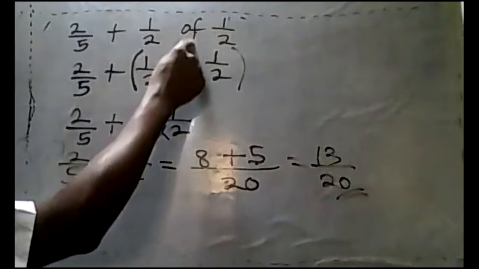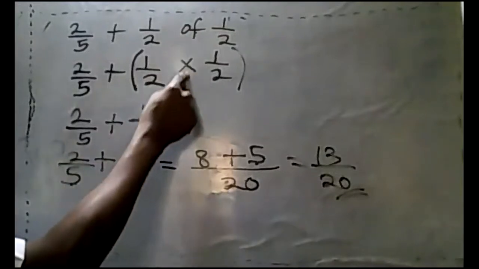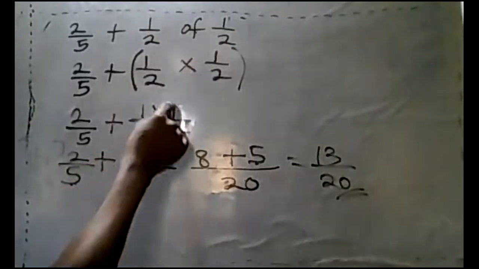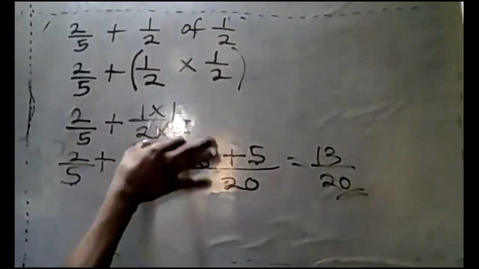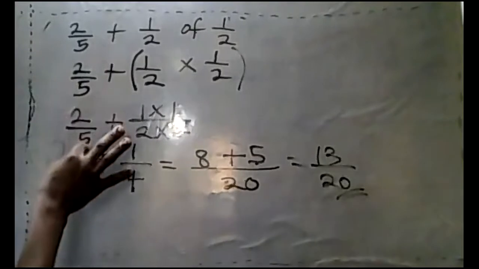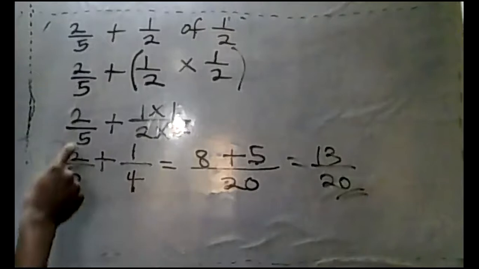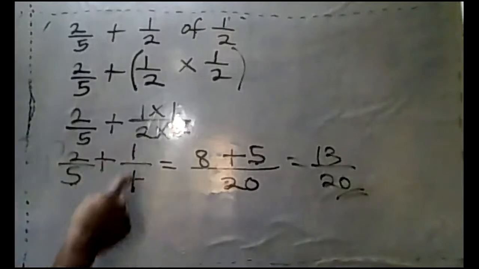First, let me quickly run down this. I said the first thing you need to do is change the division to multiplication. Then the next thing is to multiply this: 1 times 1, 2 times 2. Bring down your 2 over 5. So 1 times 1 is 1. 2 times 2 is 4. So you have 2 over 5 plus 1 over 4.